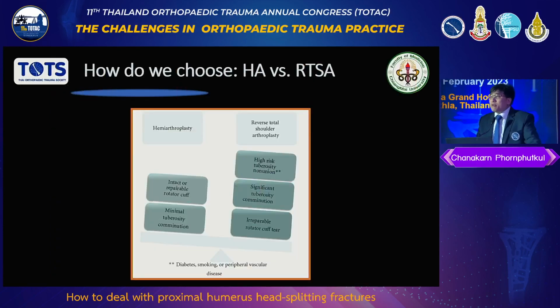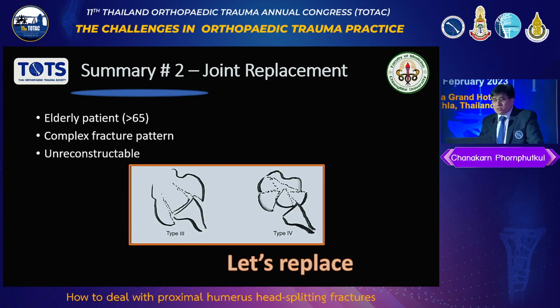So how do we choose between hemiarthroplasty and reverse total shoulder? If you have an intact or repairable rotator cuff or minimal comminution of the tuberosity, it favors hemiarthroplasty. You reserve the reverse total shoulder for non-union, comminution of the tuberosity, or irreparable rotator cuff tear. So, summary number 2: joint replacement is indicated in elderly people with complex fracture patterns where you can't reconstruct the bone, mainly type 3 or type 4.